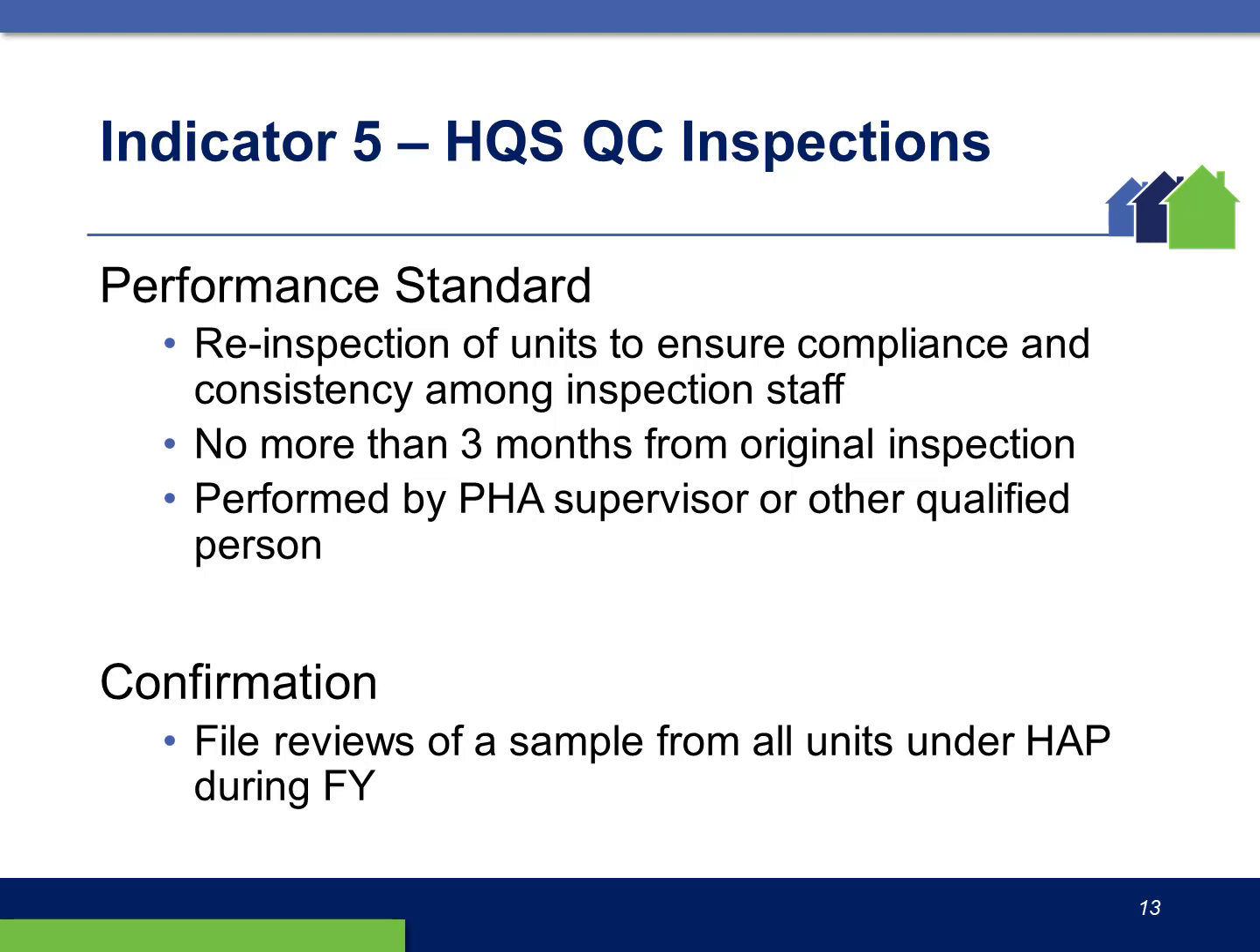Indicator number 5 determines whether the PHA is conducting HQS Quality Control or QC inspections. HUD wants to see that a PHA supervisor or other qualified individual has re-inspected an adequate sample of units drawn within 3 months of original inspection during the PHA's fiscal year. This is confirmed through file reviews of a sample from all units under HAP contract during the fiscal year.